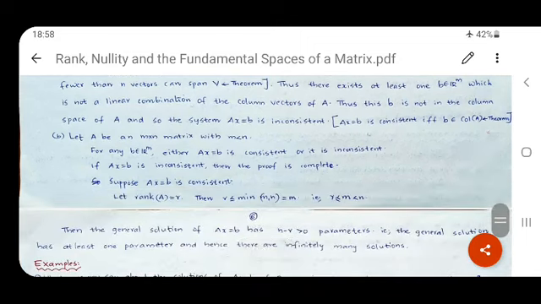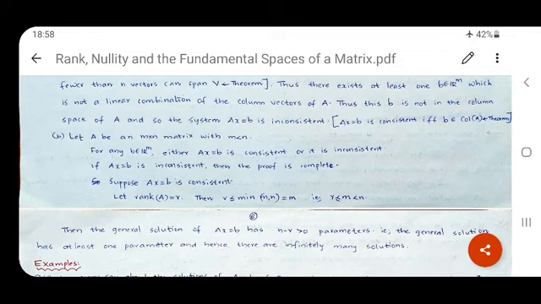Then let A be an m by n matrix with m less than n. This is the underdetermined case. For any b belonging to Rm, either Ax equal to b is consistent or it is inconsistent. If it is consistent, then there is nothing more to prove. So suppose it is consistent. Let us assume rank of A equal to r. Then r is less than or equal to the minimum of m and n, and since m is less than n, r is less than or equal to m, so r is strictly less than n.